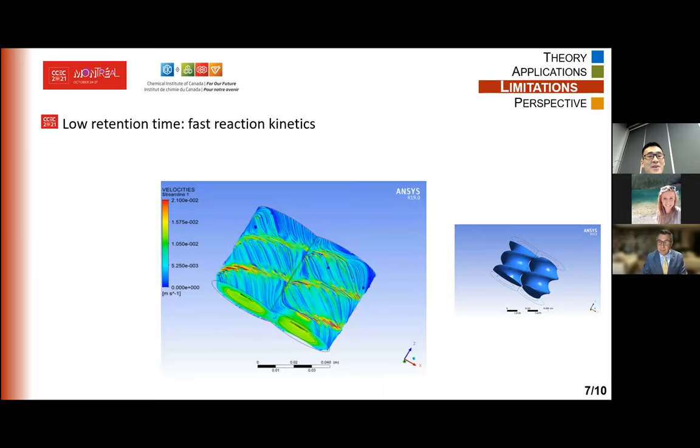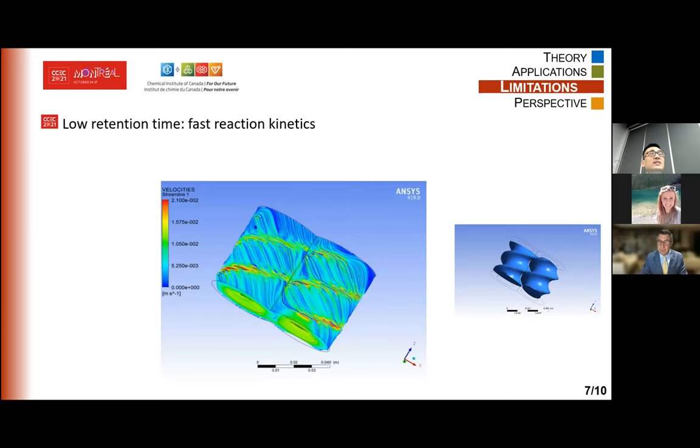The first limitation for this process is the low retention time of the melt in the extruder. This means only the faster reactions are suitable for reactive extrusion. Normally, the retention time of the extrusion ranges from several seconds to several minutes.